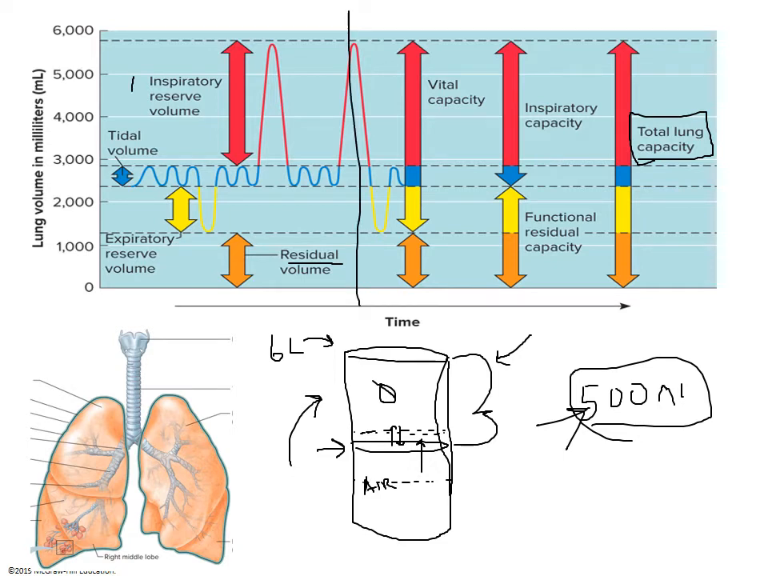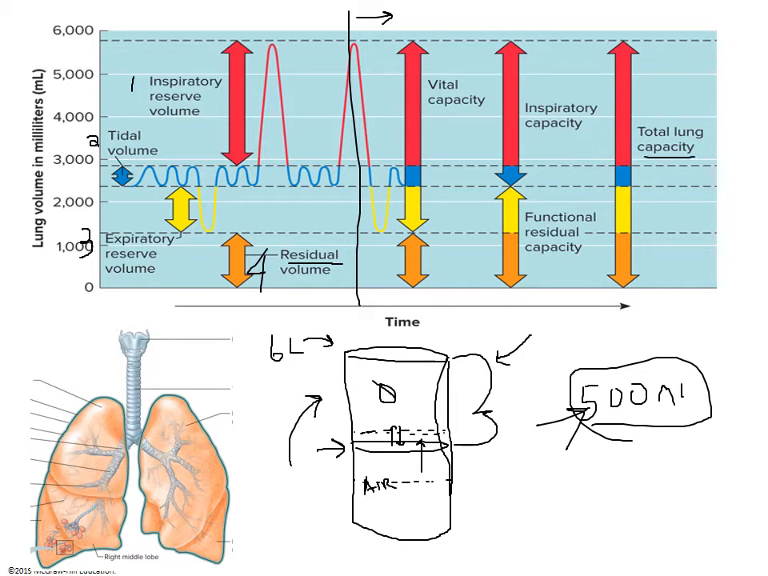So those are the volumes. There are four volumes. Again, you need to know that. Four volumes. Inspiratory reserve volume, tidal volume, expiratory reserve volume, and residual volume. And then we go over on this side and we look at what are called capacities. Capacities are simply where I combine these. Now, there are four capacities that you need to know.